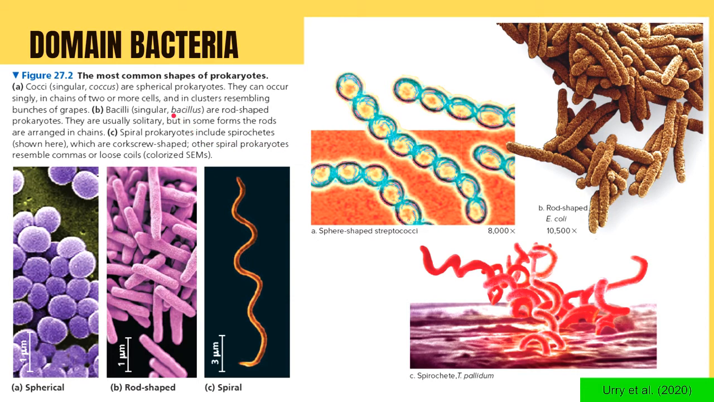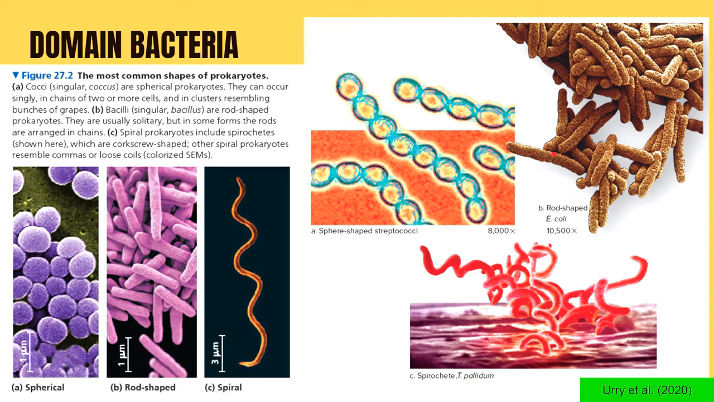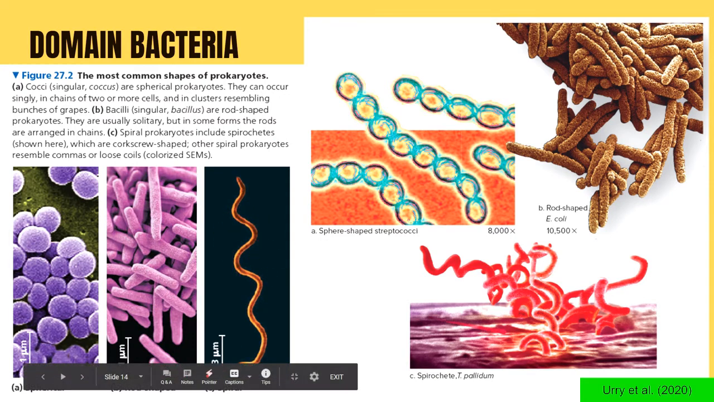The next common shape of bacteria would be rod shape. So they are called bacilli, plural, singular bacillus. They're usually solitary, but some could form chains, such as this rod-shaped bacteria. Okay, this one is E. coli, rod-shaped bacteria. Then the last common shape of prokaryotes is spiral. So these are your spirochetes. They are spiral in shape. They look like a corkscrew. Okay, such as this spirochete, T. pallidum.